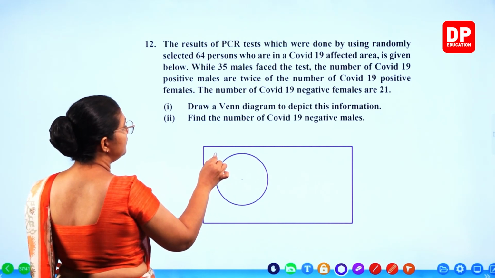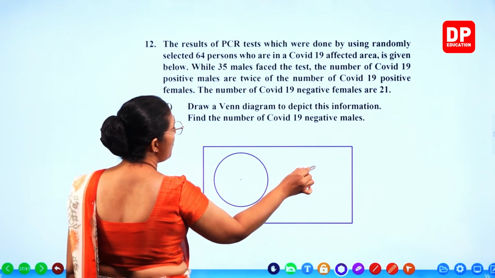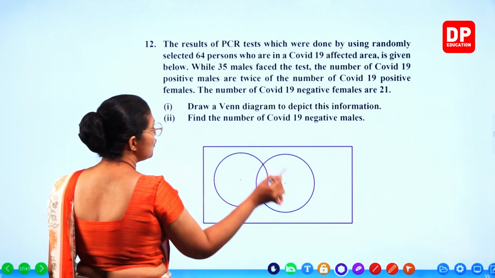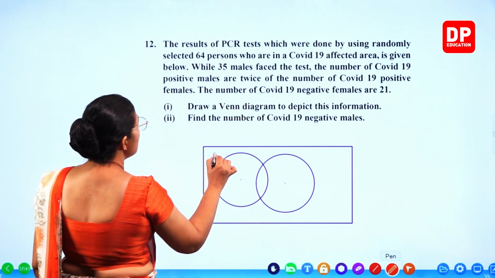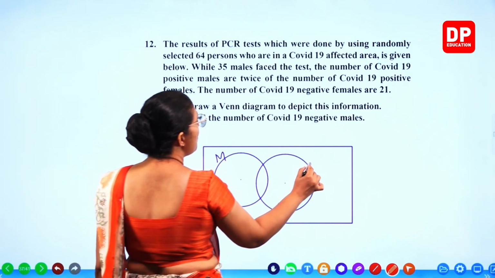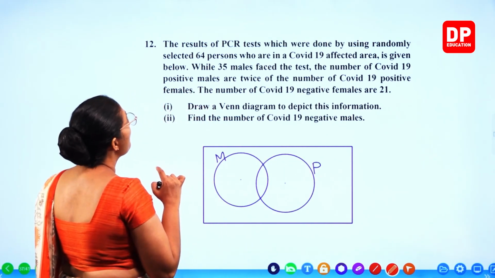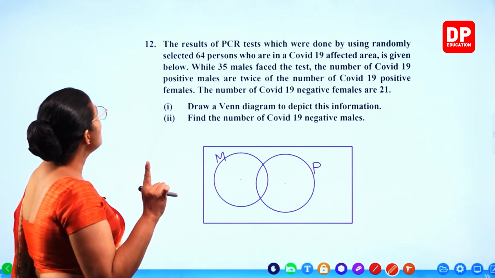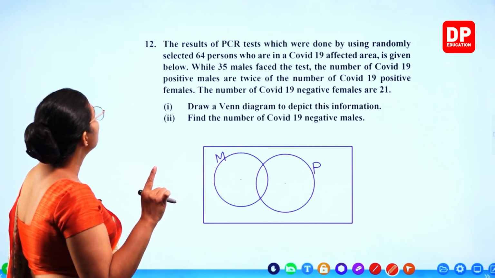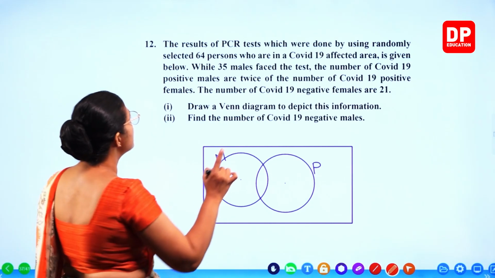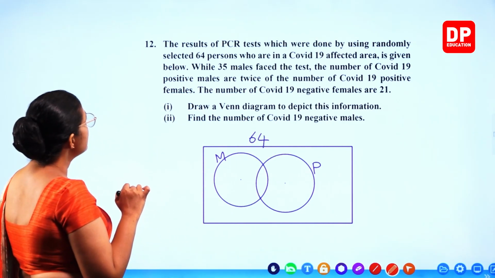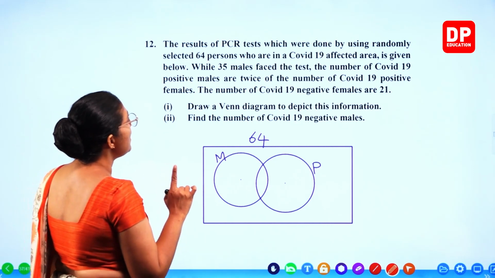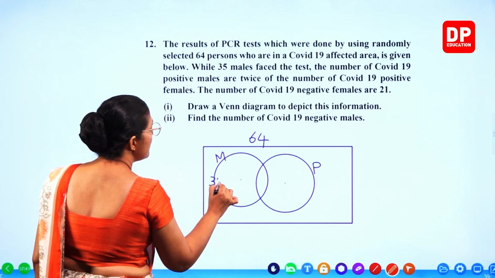Males are there, and those who are positive to COVID. So we can take one circle as males and positive to COVID. Now we'll put all the information in the diagram. 64 persons who are in a COVID-19 affected area is given below, while 35 males face the test. So 35 is here.